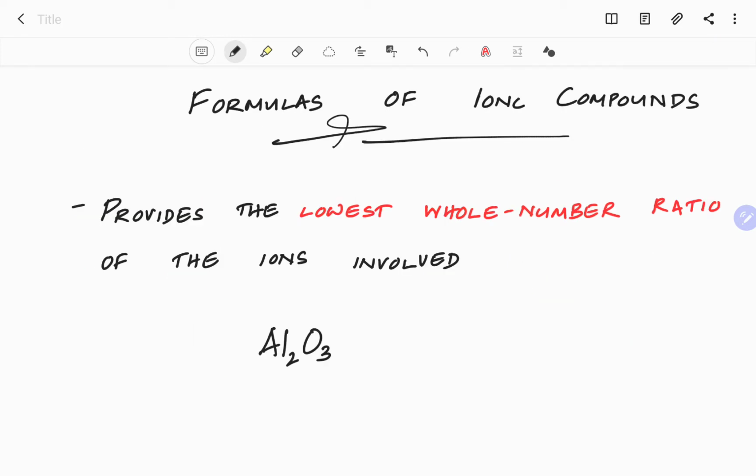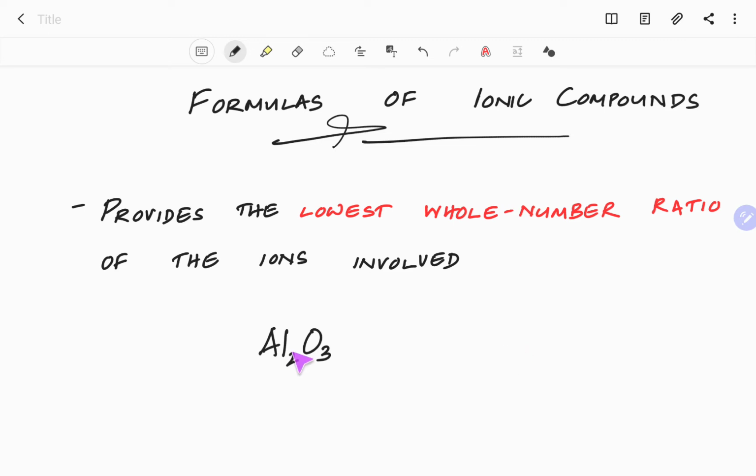All right, let's talk about formulas of ionic compounds. Basically, formulas of ionic compounds provide the lowest whole number ratio of the ions involved. As an example, let's talk about this ionic formula for aluminium oxide. You can clearly see that it has the aluminium symbol and oxygen symbol, so you know that it is made up of aluminium ions and oxide ions.